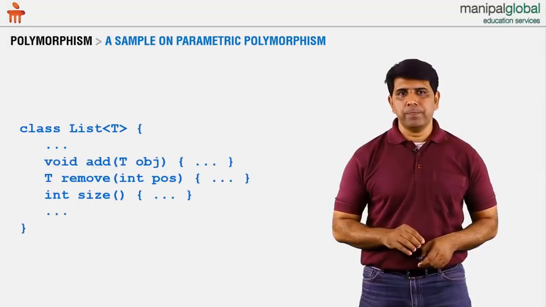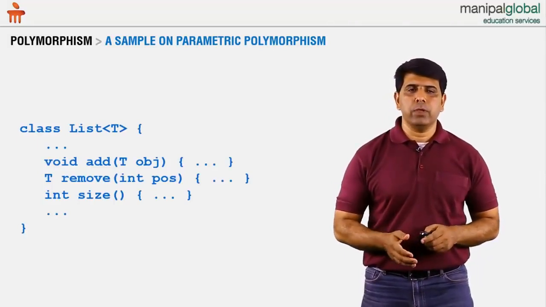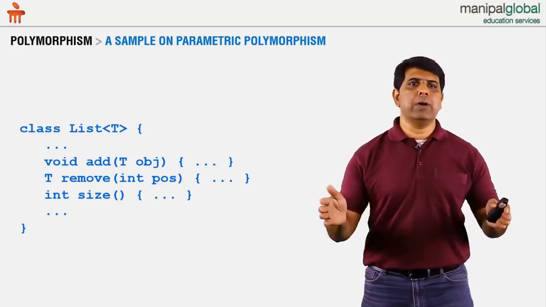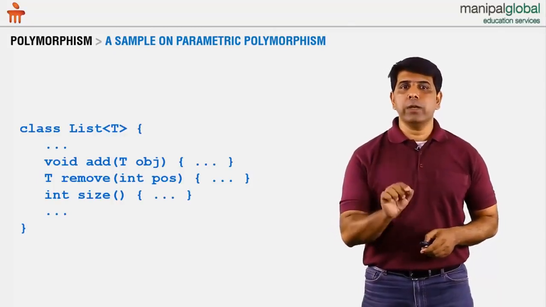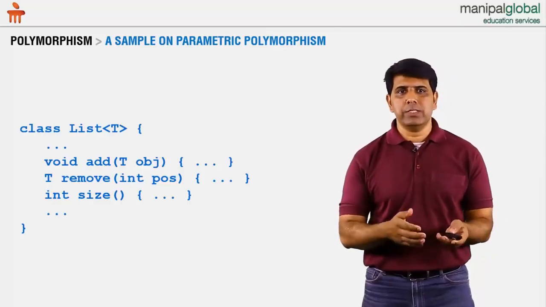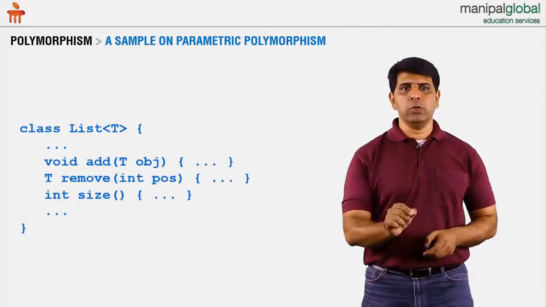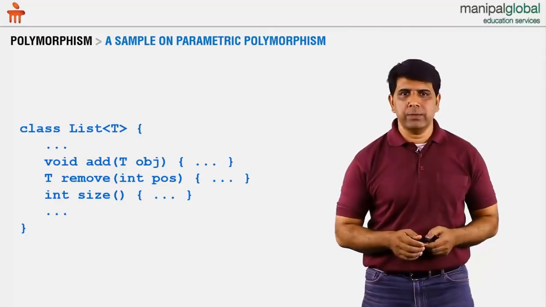Here is an example. We have a data structure class called list. By the name of it, you can think that it represents a list of items. But what kind of items? Did we mention that? We have not mentioned anything like it is a list of integers, list of strings, list of employees, and so on. But we just mentioned that there is a function to add an item, remove an item, or find out the size of the list.